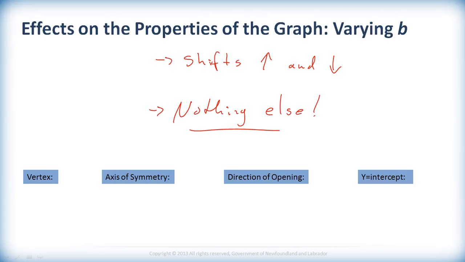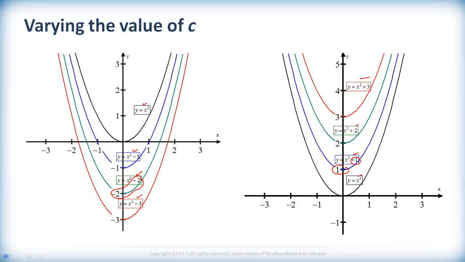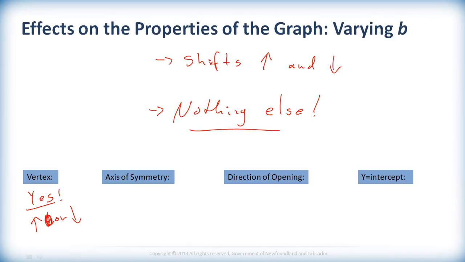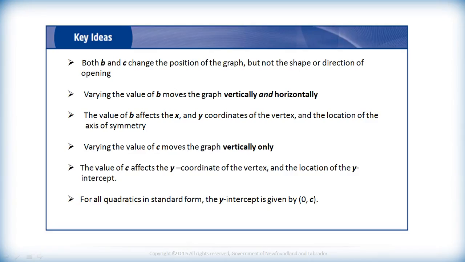Okay? So what about the vertex? Yep. It is affected. It goes up or down. Sorry, not down or down. Up or down. What about the axis of symmetry? Well, if we only shift up or down, take a look back for a sec, the axis of symmetry doesn't move because that's a vertical line. So no effect on the axis of symmetry. Direction of opening, no effect there. Y-intercept, yes. It looks like our y-intercept is actually always equal to the value of c. That's what we noticed. Okay?